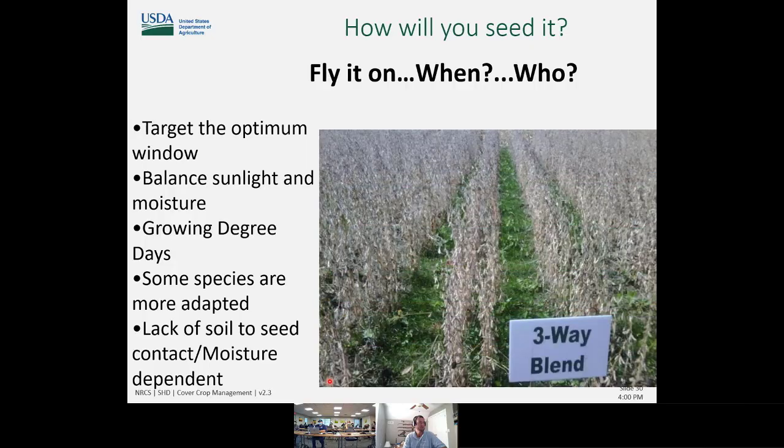Here you can see some examples of cover crop that was flown on into standing beans or beans that were probably likely at leaf drop when they were starting to yellow. And as those are drying down, we can see where that cover crop is being released because we can get sunlight.